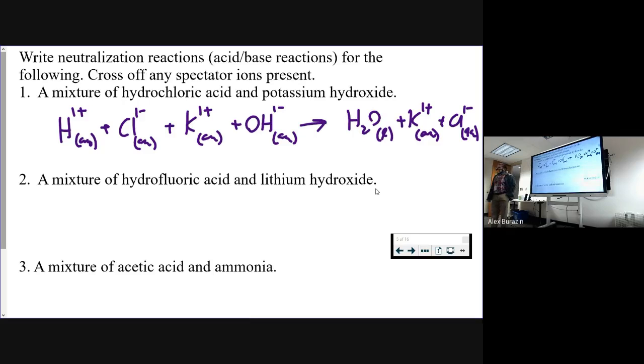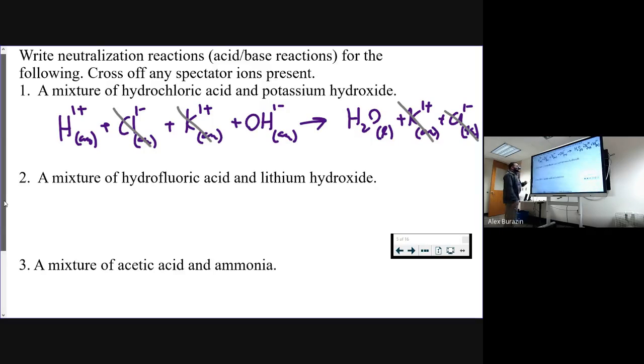And where am I at? Well, what did the chlorine do? Nothing. Okay, chlorine did nothing. There it goes. Potassium also did nothing. There it goes. What's the reaction? What am I left with? H plus OH equals water. That is the net ionic equation. Remember, net ionic, we cross off any spectator ions, any ions that just don't change or do any chemistry.